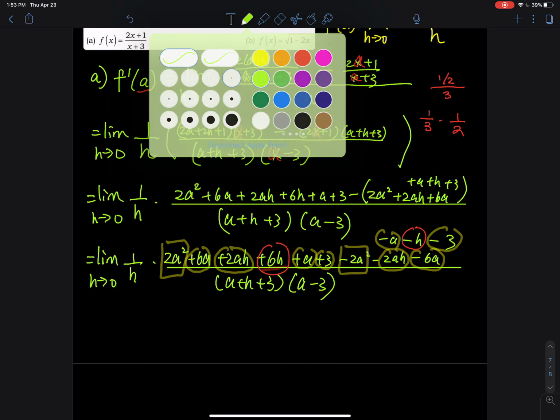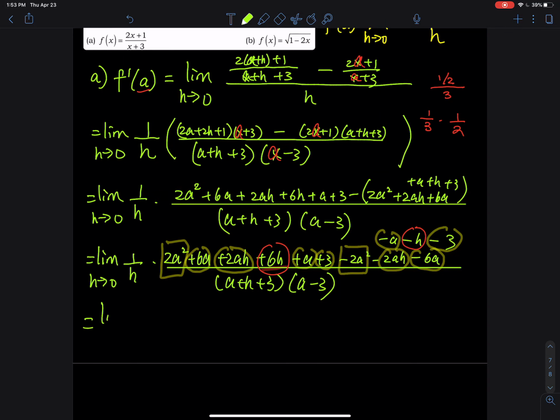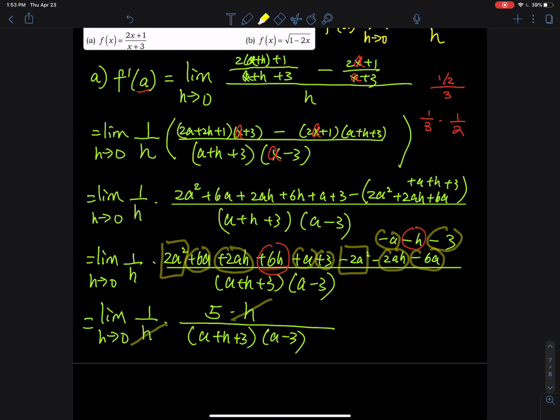And then we continue. So the next step, we have limit as H goes to 0, 1 divided by H times 6 minus 1 is 5 times H, right? Divided by A plus H plus 3, and then A minus 3. So we are going to get rid of H right now. So you get rid of this H and that H. So now we are safe to plug in 0. So even though H goes to 0, you have A times 3.